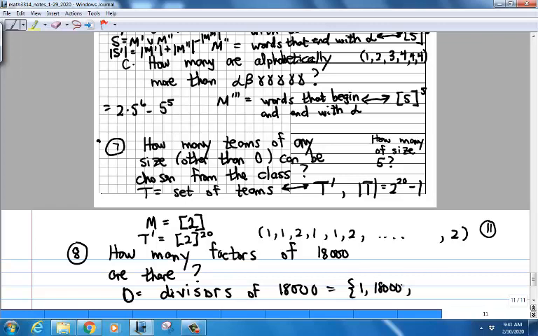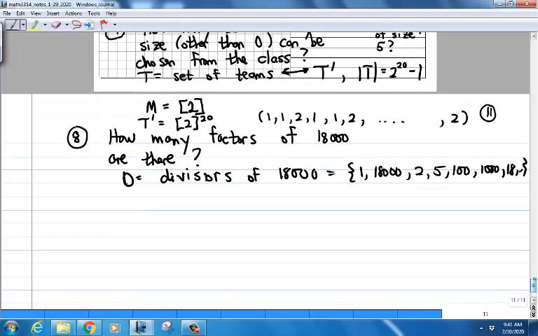18,000. I wonder if I really wanted 18,000. 1 in 18,000. And what else there? 2. Right, okay. Yeah, 5. 100 will go in there, correct? Okay, 1,000 will go in there. 18. All right, so we have a bunch of them. There's a bunch, right? Okay, but clearly there's a lot of divisors of 18,000.